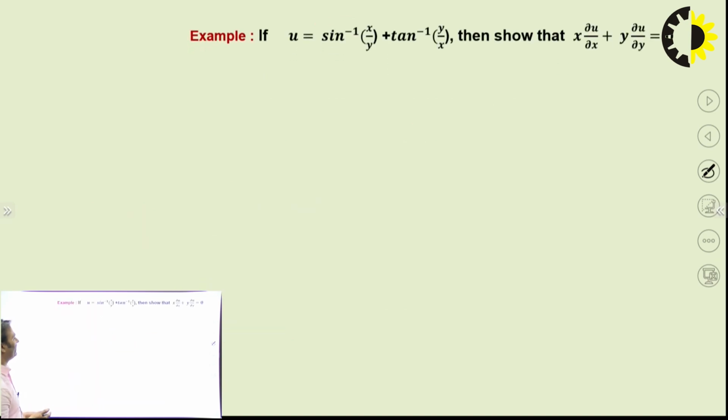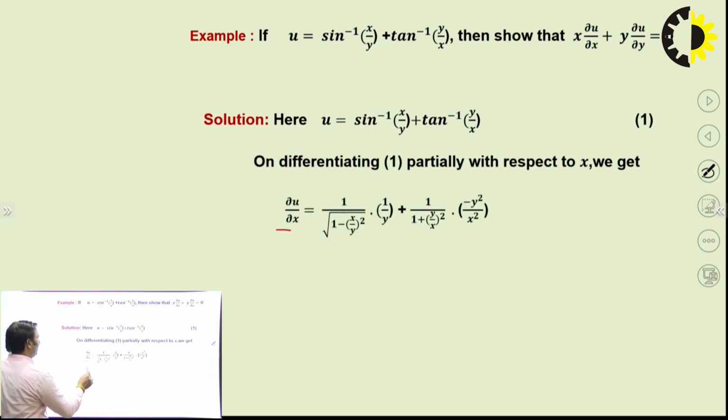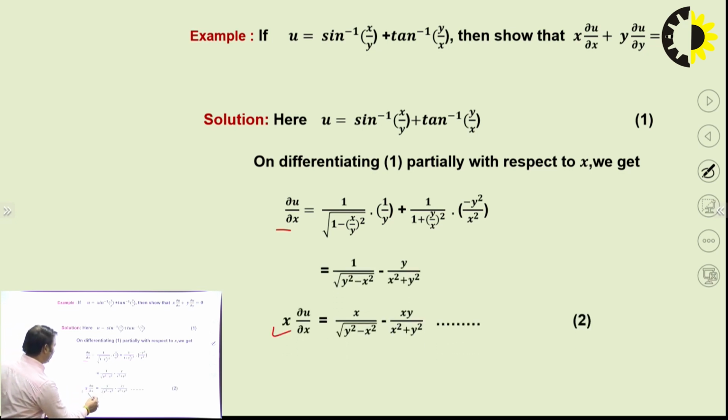So this was my example number 2 and 3. We have the same example, student. Now here u is given as sine inverse x by y, then tan inverse y by x, and we have to show x into del u by del x plus y into del u by del y. I hope this is a very simple question, and we have to obtain it in a similar way. Simply, u is given to you, you have to open the del u by del x, and you have to simplify the differentiation, right? Then you have to take the product of x over here, right?